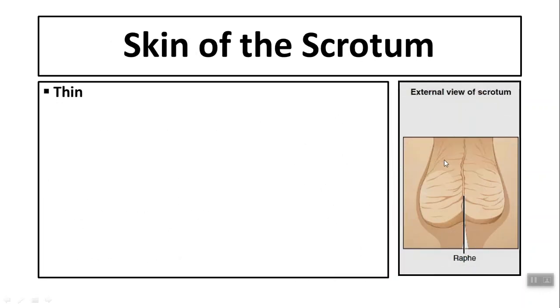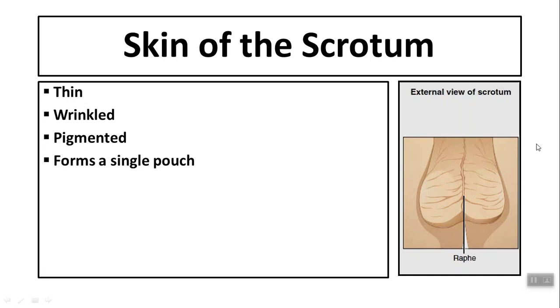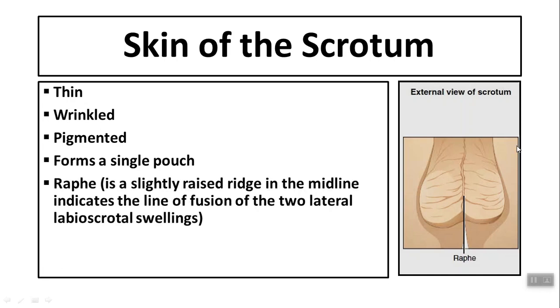First of all, we will study the skin of the scrotum. What are the features of the skin of the scrotum? First of all, it is thin, wrinkled, pigmented. It has a deeper color than the surrounding nearby skin, and it forms a single pouch, and it is characterized by the presence of a raphe at the midline. Raphe is a slightly raised ridge in the midline, and it indicates the line of fusion of the two labioscrotal swellings.